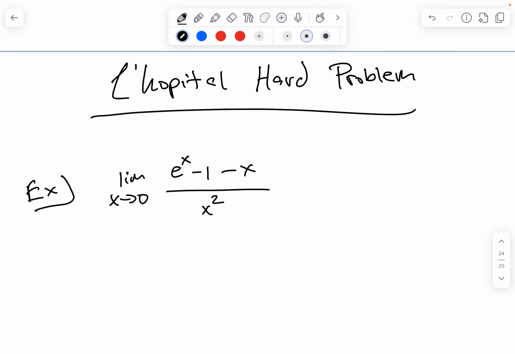So we have the limit as x approaches 0 of e to the x minus 1 minus x over x squared. So first things first, let's just plug in 0 and see if it magically works out. Maybe it might. We never know. So we get e to the 0 minus 1 minus 0 over 0 squared. E to the 0 is 1, so we get 0 over 0, which is indeterminate form.